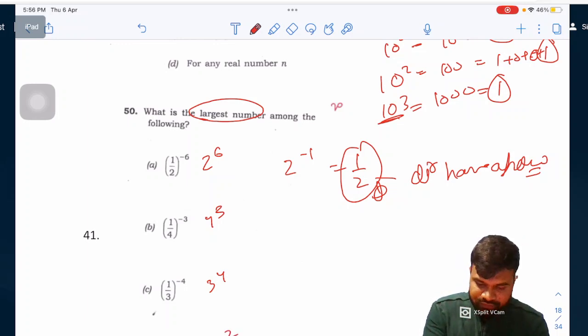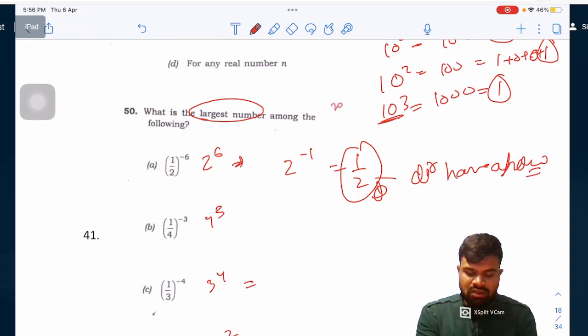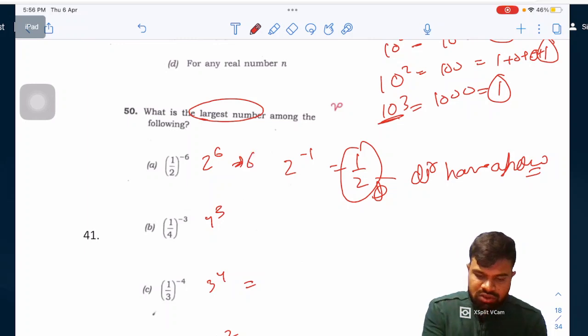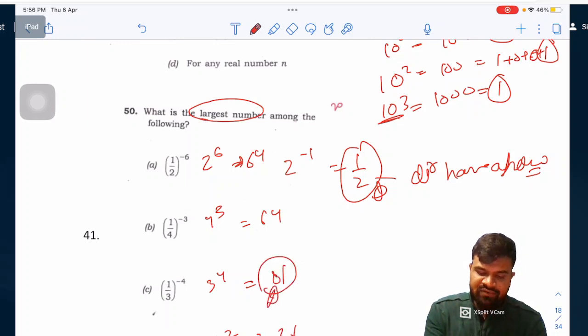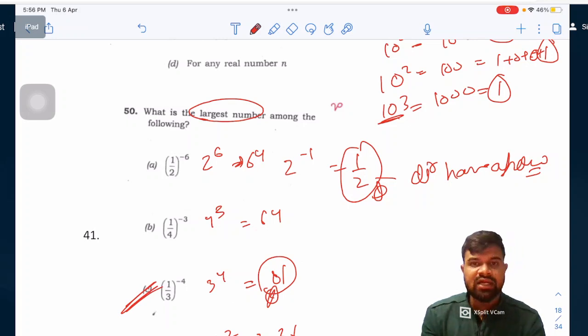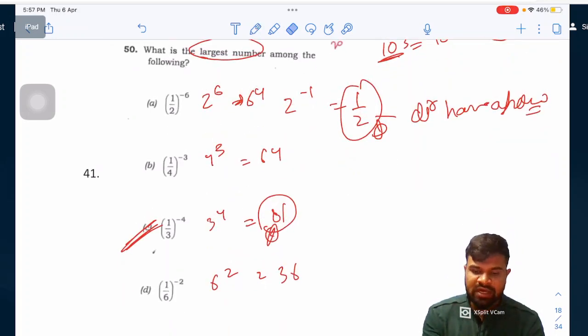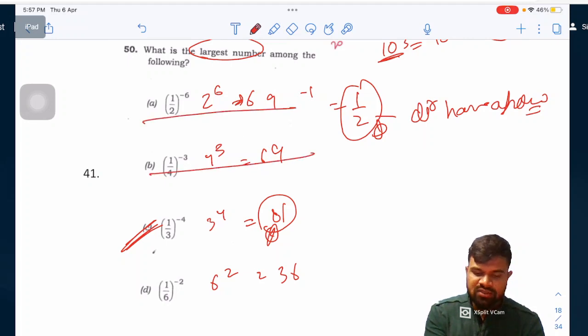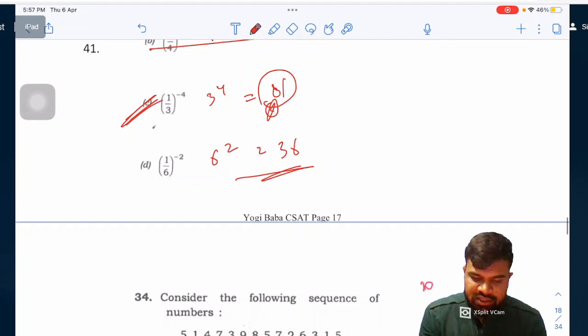Now, 2 to the power of 6 is 64. 4 to the power of 3 is 64. 6 square is 36. 3 to the power of 4 is 81. So this is the largest number. You just need to calculate, and this is how you will do it. And again, two options have the same answer, which cannot be true. 6 square is very small, 36. So this is how you do it.